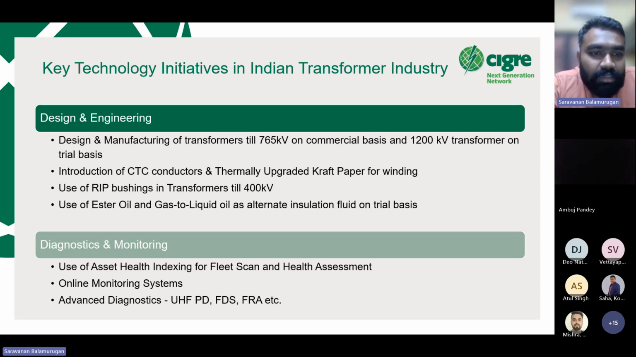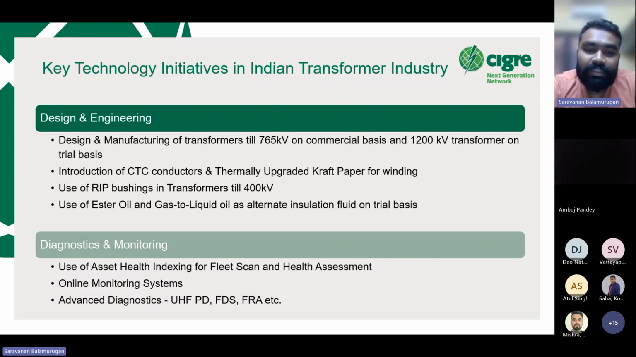We are also using ester oil and gas-to-liquid or GTL oil as alternative insulation fluids on a trial basis, and focusing on today's topic of diagnostics and monitoring, right? So we are seeing the use of asset health indexing, health monitoring, health assessments, so many terminologies that have come up in recent times.